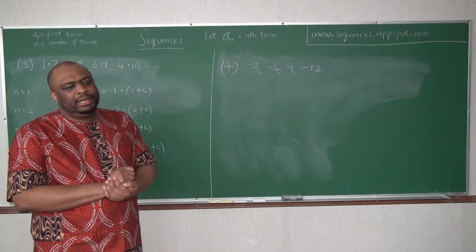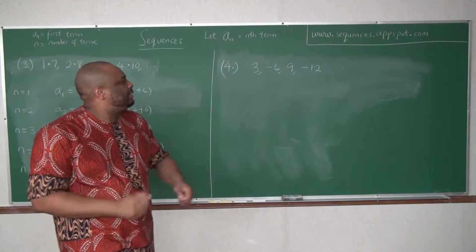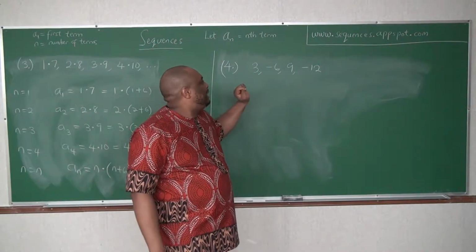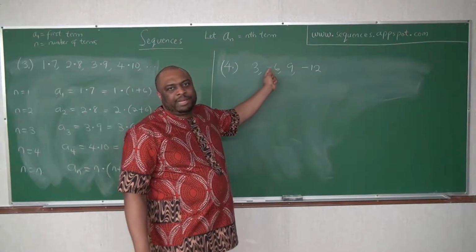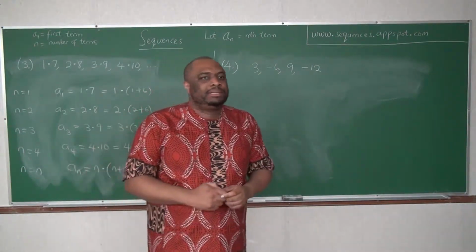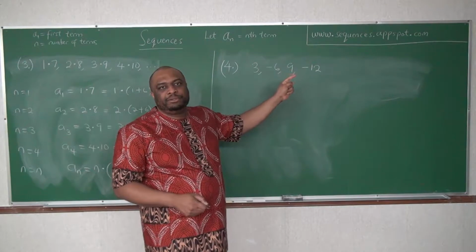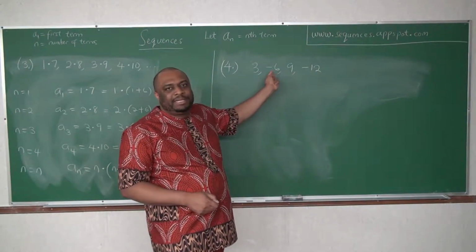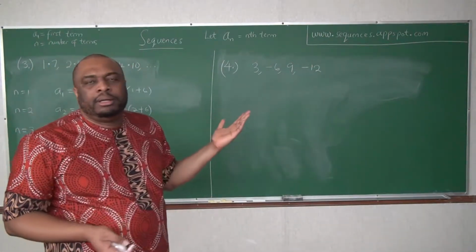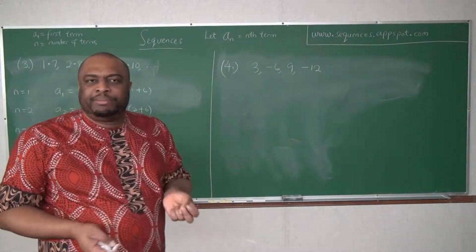We try to see, okay, this is not an arithmetic sequence. Because if you do minus 6 minus 3, the common difference is minus 9, but 9 minus negative 6, 9 plus 6 is 15. So it is not an arithmetic sequence. And then it's not geometric. Negative 6 divided by 3 is negative 2. But 9 divided by negative 6 would not give you negative 2. So this is not an arithmetic sequence. It is not a geometric sequence.